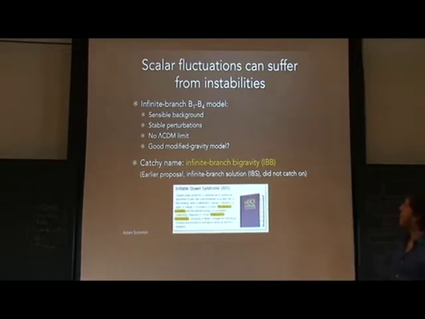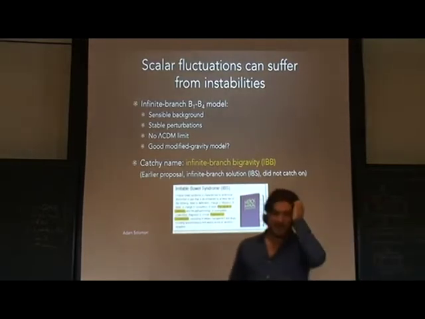So is this a good modified gravity model? Yeah, so we call this infinite branch bigravity, IBB. One of my collaborators, who I won't name, proposed the infinite branch solution at first, but the acronym didn't catch on. And it's probably best that it didn't.